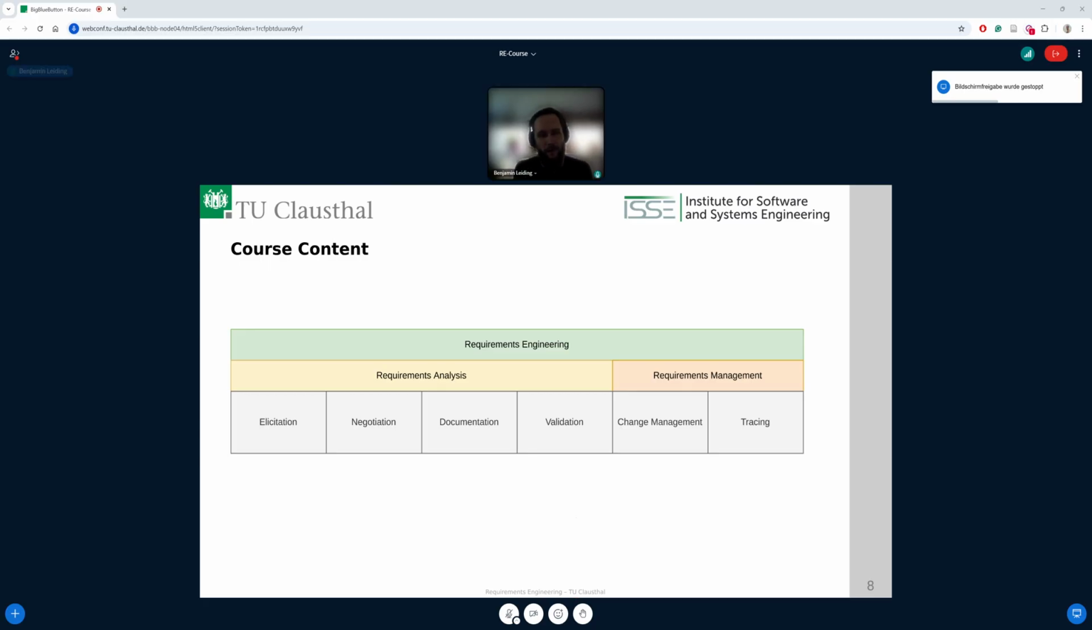So this is the visual overview of what I just described to you by means of words. It's essentially the whole requirements engineering process. We'll first do the requirements analysis, afterwards the management, and we'll come back to this very figure again and again, just to visualize for you at what stage of the requirements engineering process we are right now so that you can always put it into perspective. So first elicitation, then negotiation, documentation, validation, change management, and tracing. And before we do all of that, we're going to look at the core terminology.